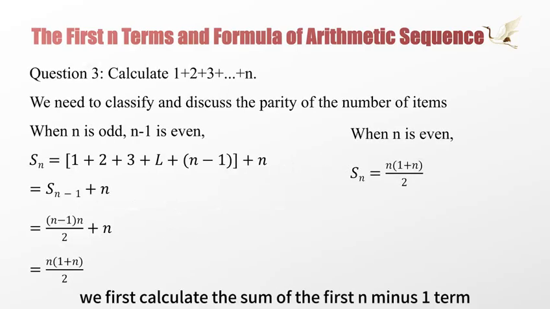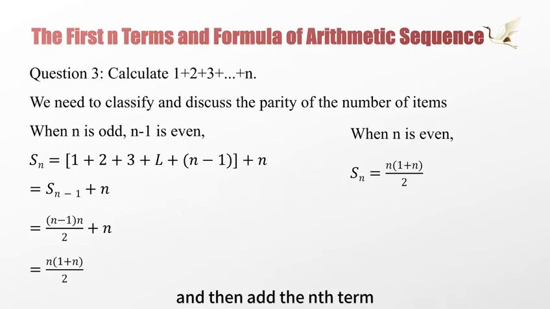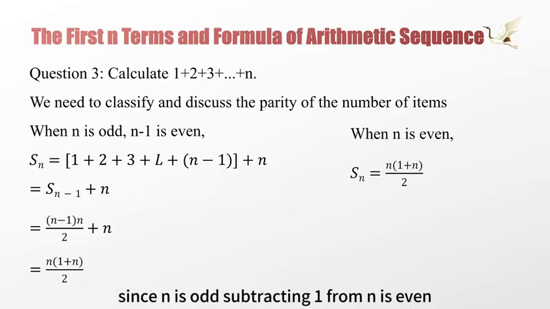For example, we first calculate the sum of the first n minus 1 terms, and then add the nth term. That is, subtract 1 from n in Sn and add n. Since n is odd, n minus 1 is even. We can use the conclusion we just discussed for when n is even.